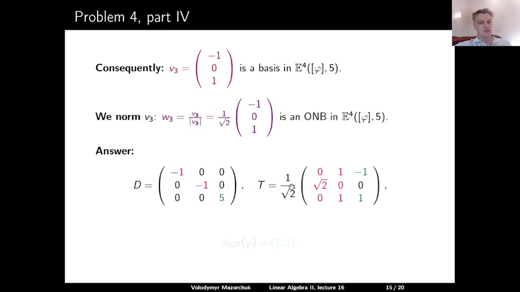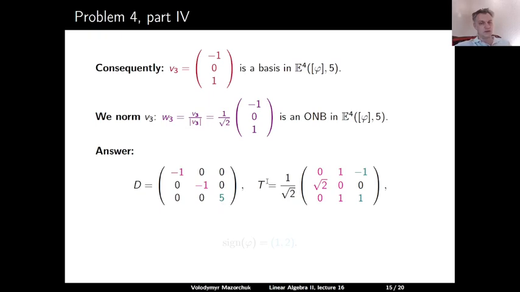So the transformation matrix consists of our eigenvectors. So we take out 1 divided by root of 2. So the first vector will then be 0, root of 2, 0. It's an eigenvector with eigenvalue minus 1. Then we will have 1, 0, 1. It's an eigenvector with eigenvalue minus 1. And finally, we will have minus 1, 0, 1. It's an eigenvector for the eigenvalue 5.